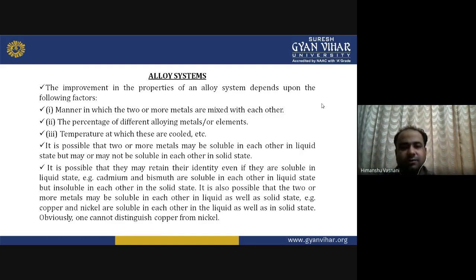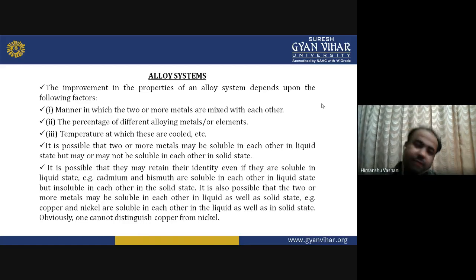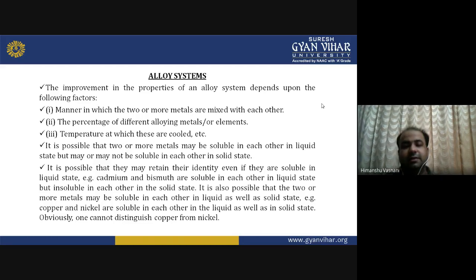So, alloy system. The improvement in the properties of an alloy system depends upon the following factors. The first is the manner in which the two or more metals are mixed with each other. Either they are melted and mixed, or they are agitated and mixed, or they are powdered and then mixed. It depends. Then the percentage of different alloying elements.